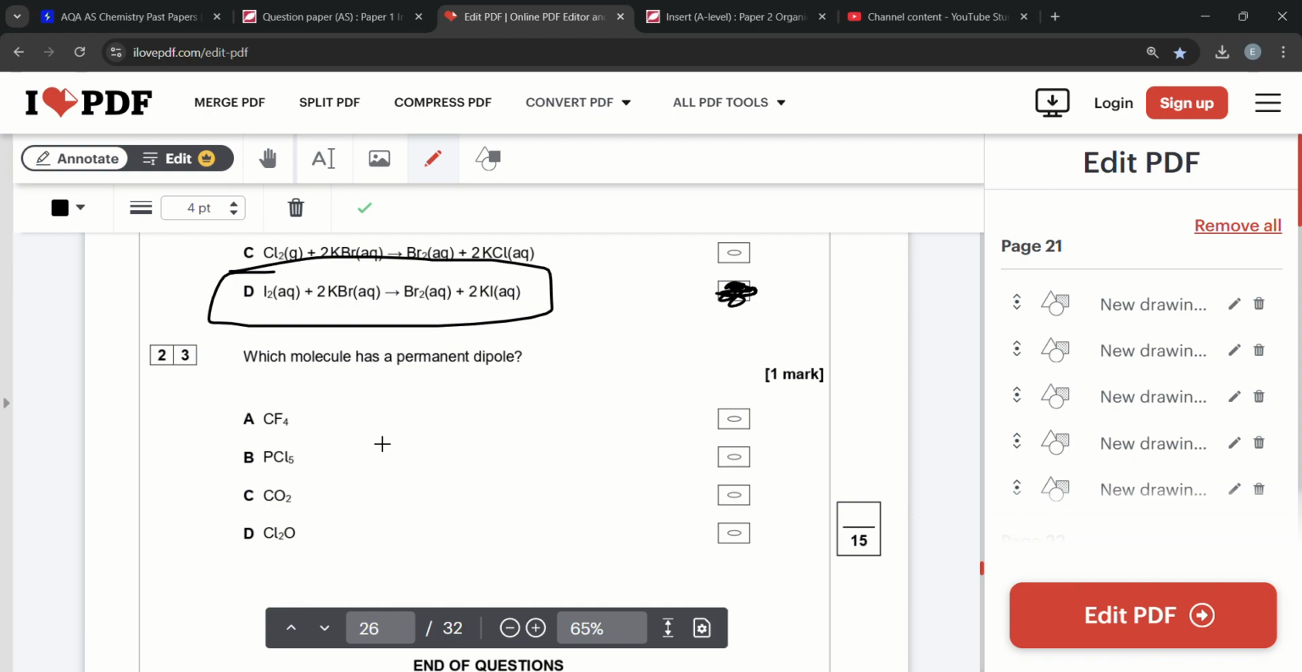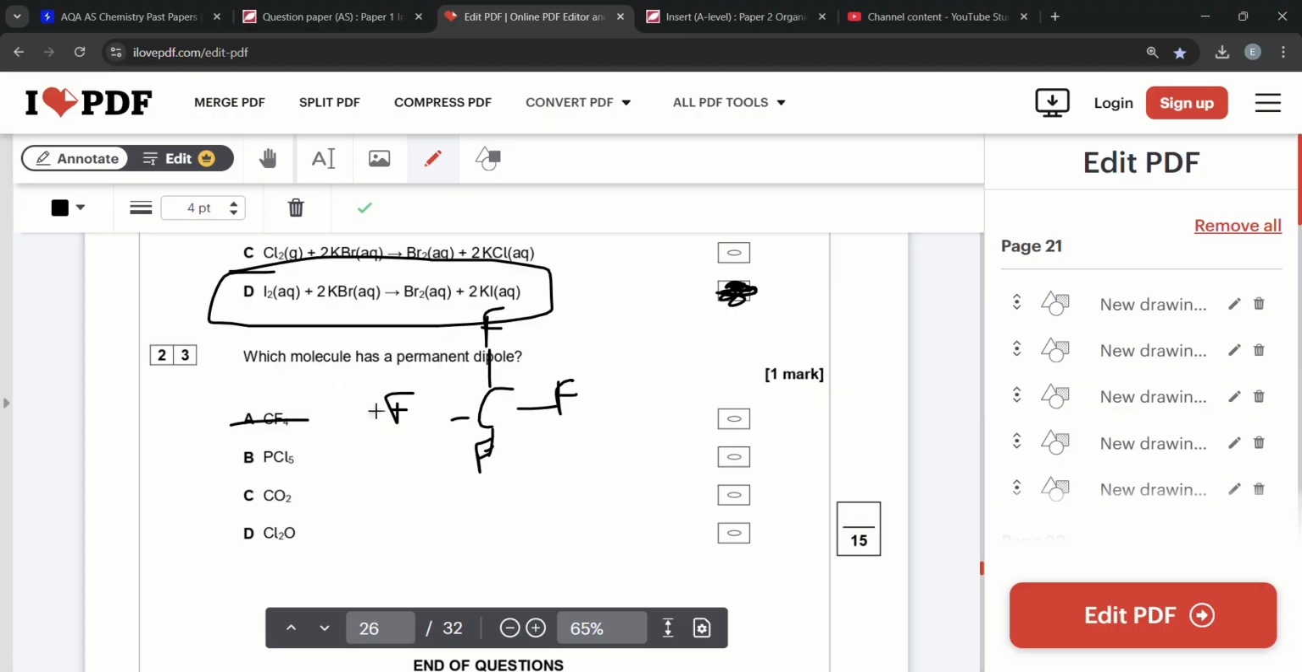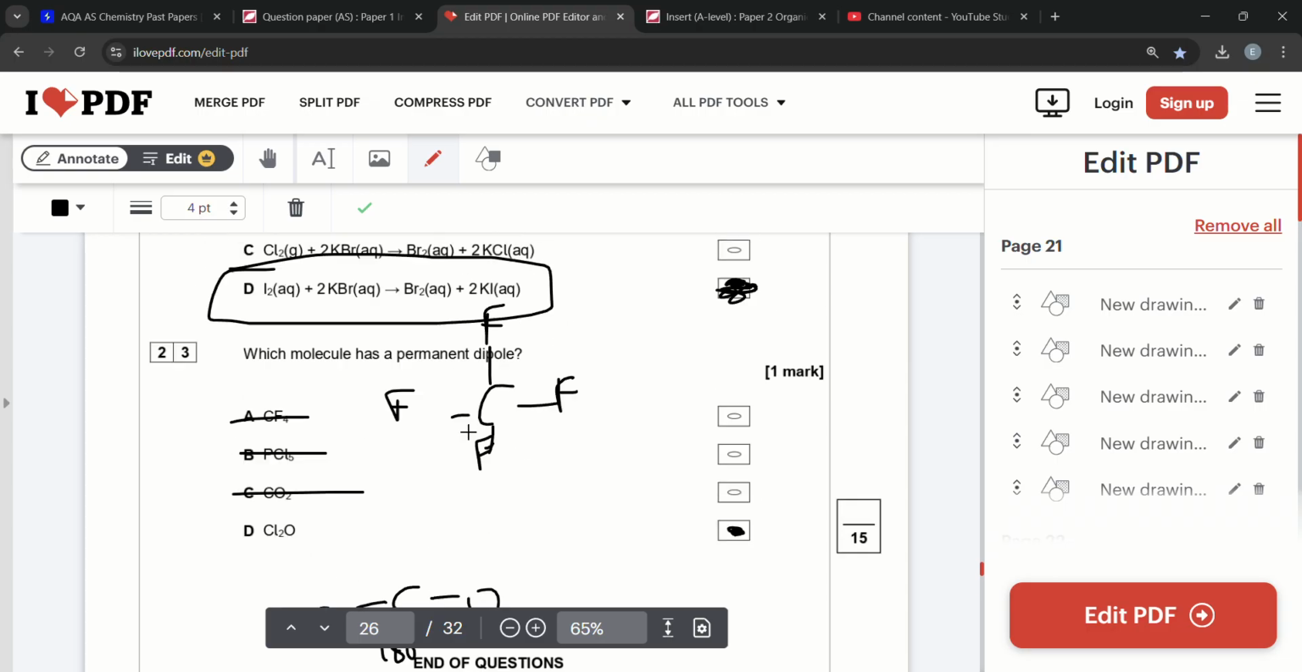Which molecule has a permanent dipole? CF4: carbon can only have 4 bonds, and it's completely symmetrical, so the dipoles cancel out. Can't be A. PCl5: phosphorus is in group 5, bonded to 5 Cls, can't have any extra bonds. It's completely symmetrical. CO2, so it's between C and D. CO2 has a bond angle of 180 degrees. That's linear, completely symmetrical. Therefore the answer is D, Cl2O, and that has a permanent dipole. That's the end of the multiple choice questions.